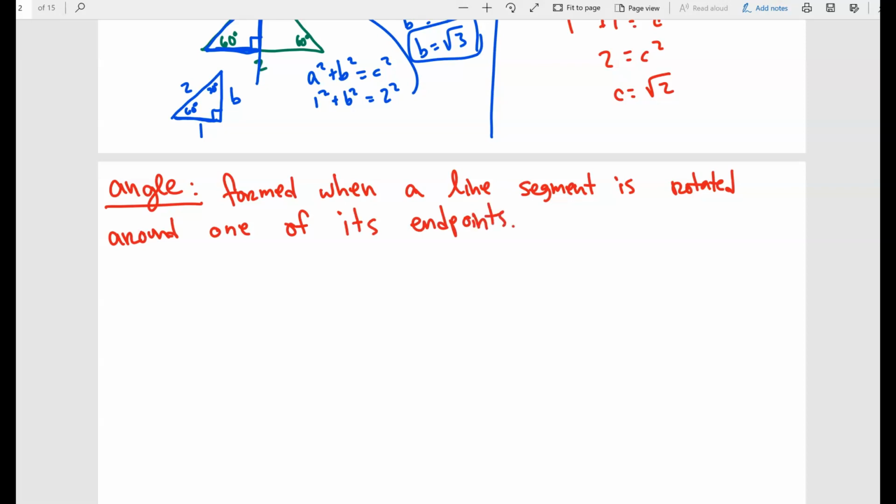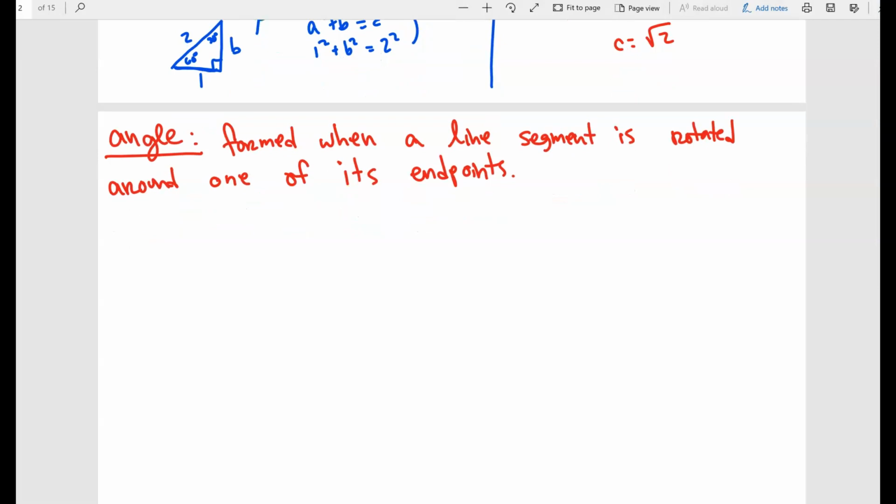Okay, and what do I mean by that? What does it mean to be rotated around one of its endpoints? So basically what this means is that if I have a line, maybe like that, okay, this is a line segment, and I were to rotate this a little bit, so I rotate it this way, so if I just swung it so that it's right here now, this little rotation is what we're going to call our angle.